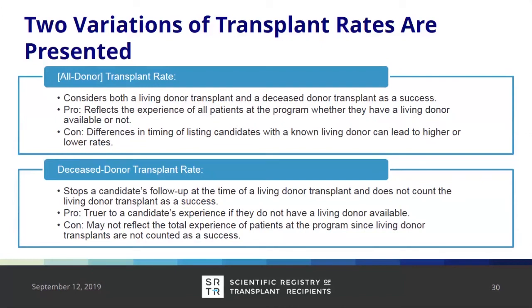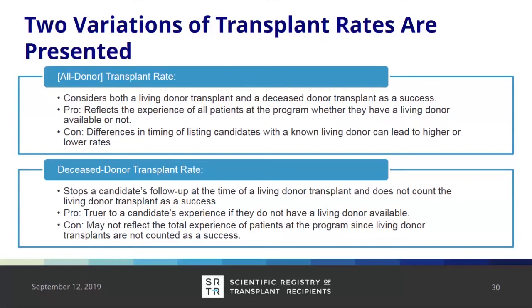So the deceased donor transplant rate tries to overcome that and be more of a measure of, if your patient does not have a living donor and will not have a living donor, what's a more accurate reflection of the time they may wait or how quickly the transplants will occur from a deceased donor. So I think the pro here is that this is truer to a candidate's experience if they don't have a living donor available. But it might not reflect the total experience of patients at your program because your program may be an aggressive living donor program.